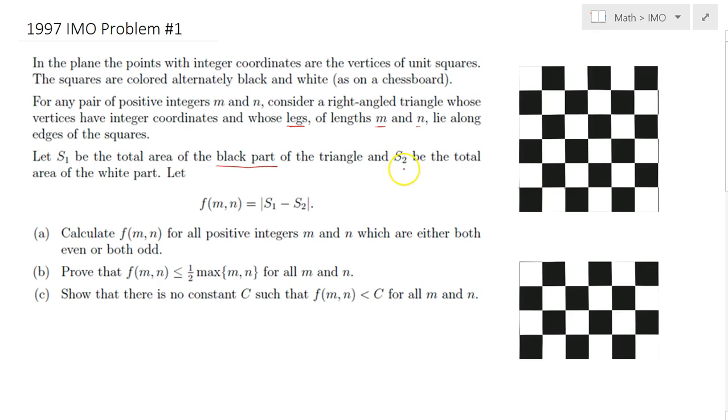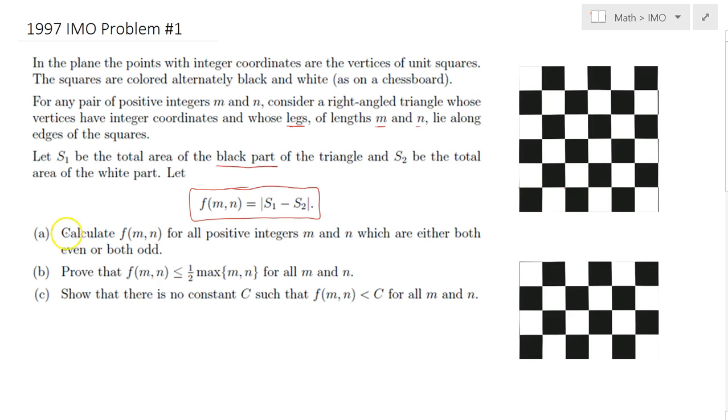And S sub 2, S sub W, if you will, be the total area of the white part. And we define this function here, which basically tells you the difference between the black and the white areas in that triangle, the absolute value of the difference. So in a sense, how close the coloring is, right? So if the coloring is equal in terms of the area, if half of the triangle is colored white and half of it is black, then this difference would naturally become 0.